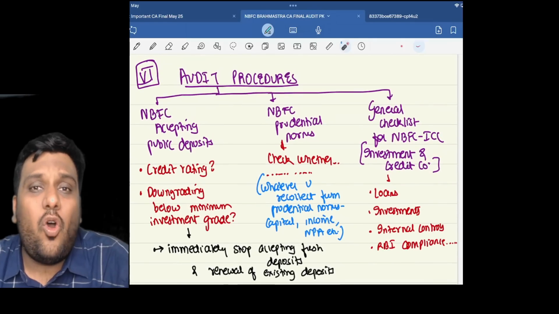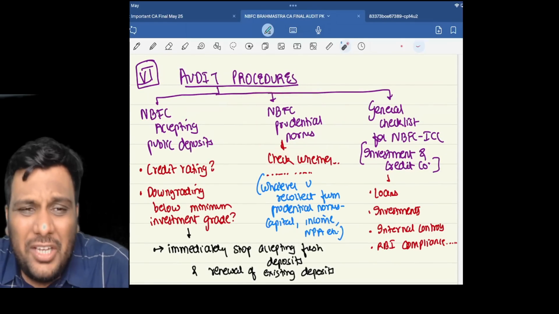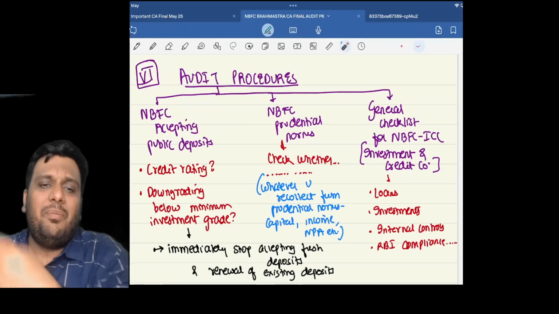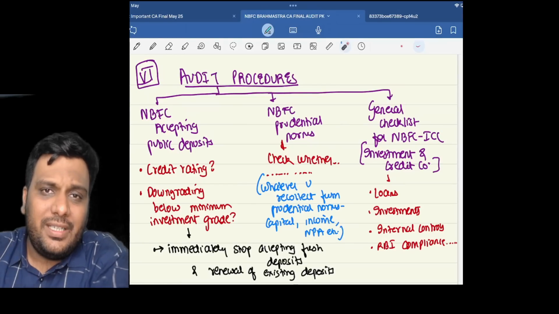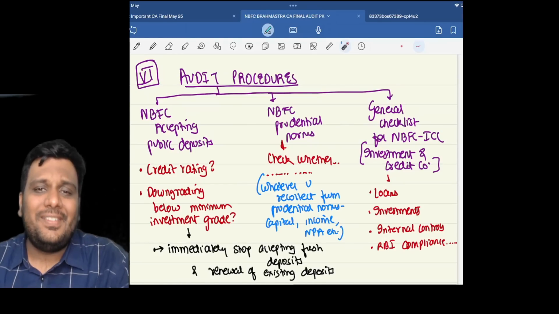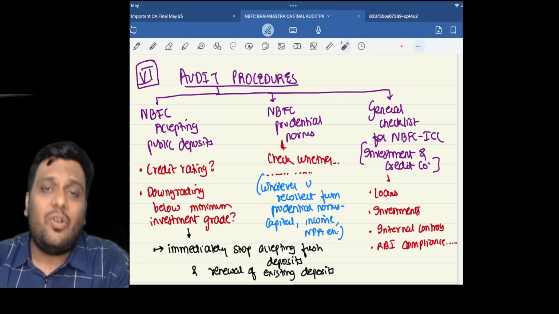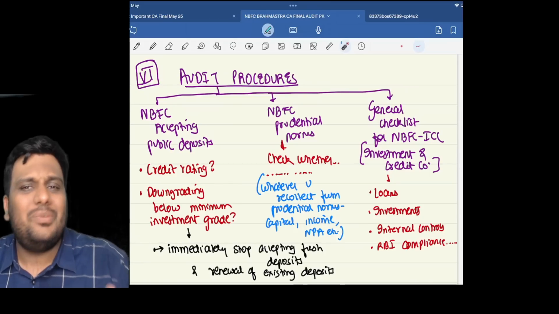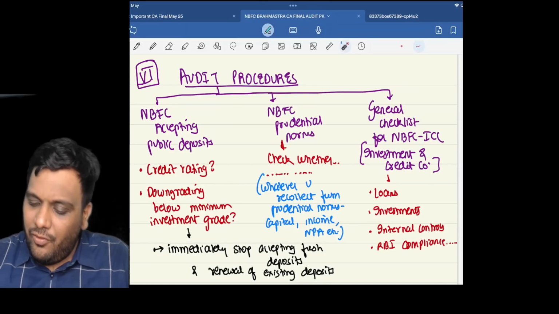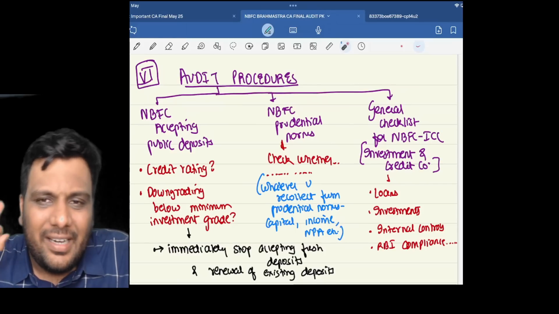Then if they ask you audit procedures on NBFC prudential norms, just write whether minimum capital has been maintained, whether asset provision has been done as per substandard, doubtful, loss, whether the board of directors have passed a resolution or there is an internal policy for prudential norms. Just a general checklist for prudential norms, capital, income, asset.